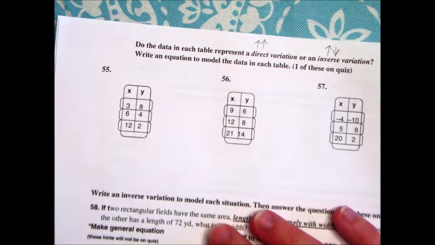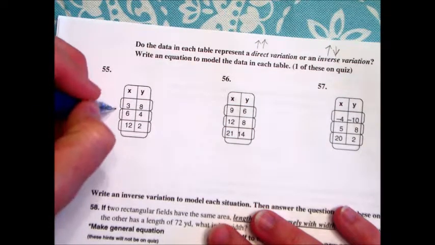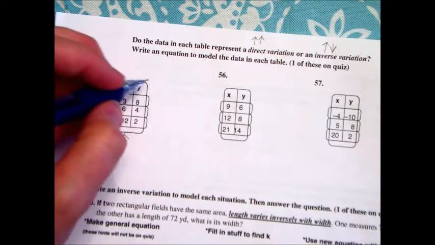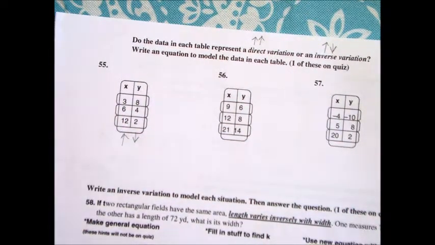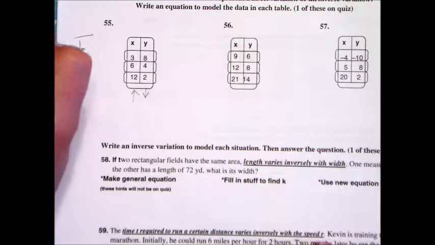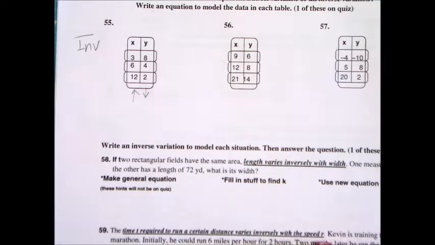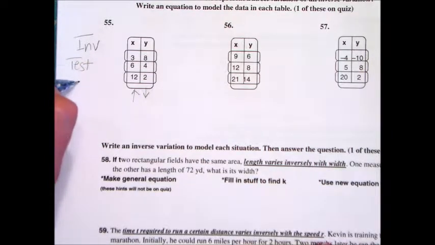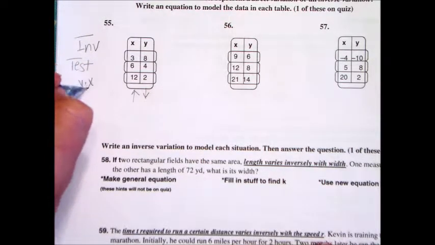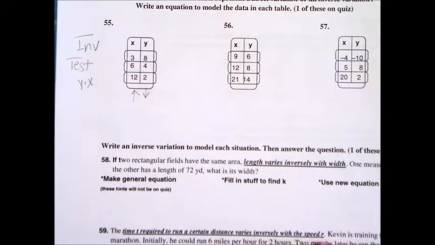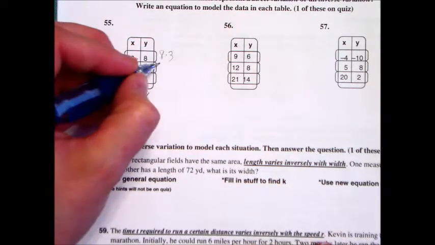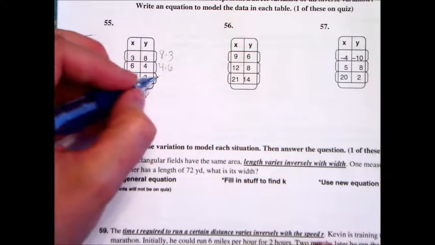So as you look at these x's, I am noticing that these x's are going up in quantity, like 3, 6, 12, and that the y's are going down. That means it's probably going to be an inverse. And you might forget that the test for inverse is actually y times x. So I'm going to multiply all my y's by my x's. So 8 times 3, 4 times 6, 2 times 12.